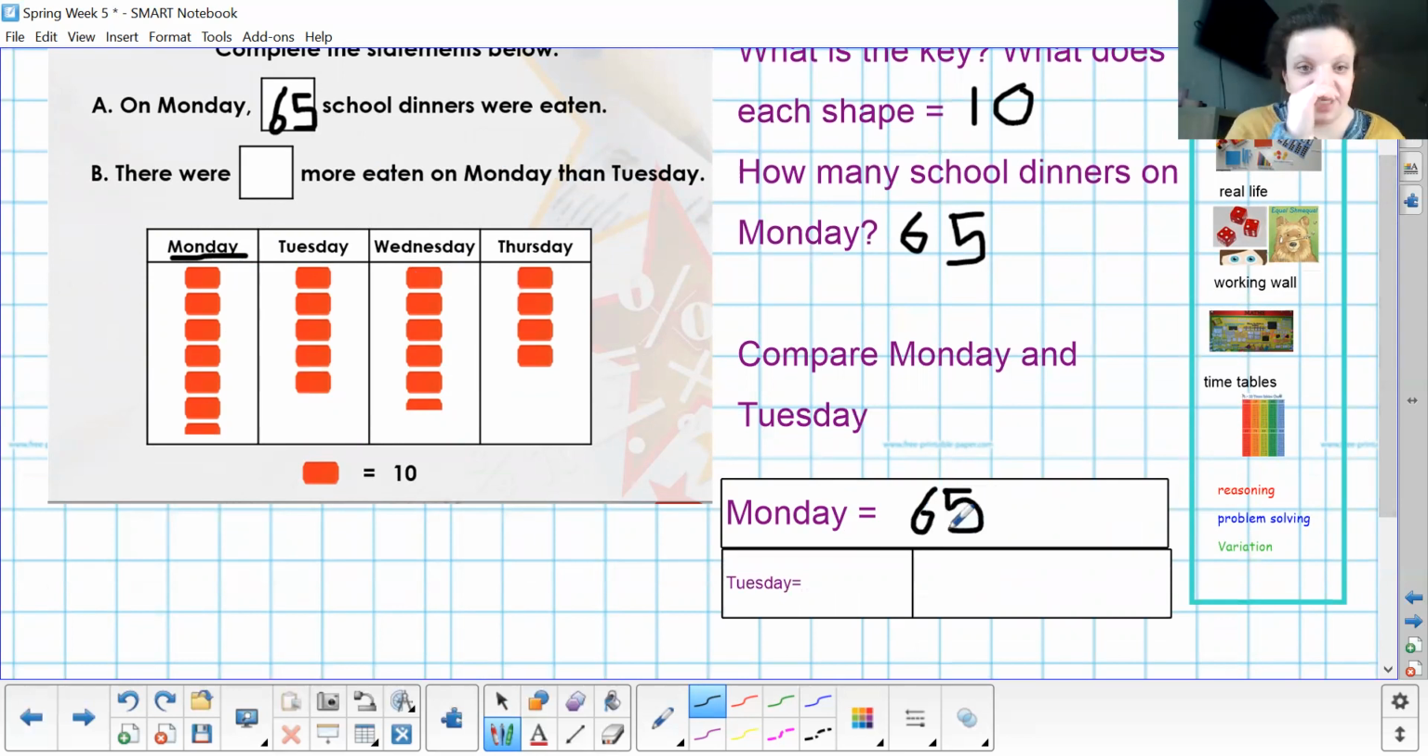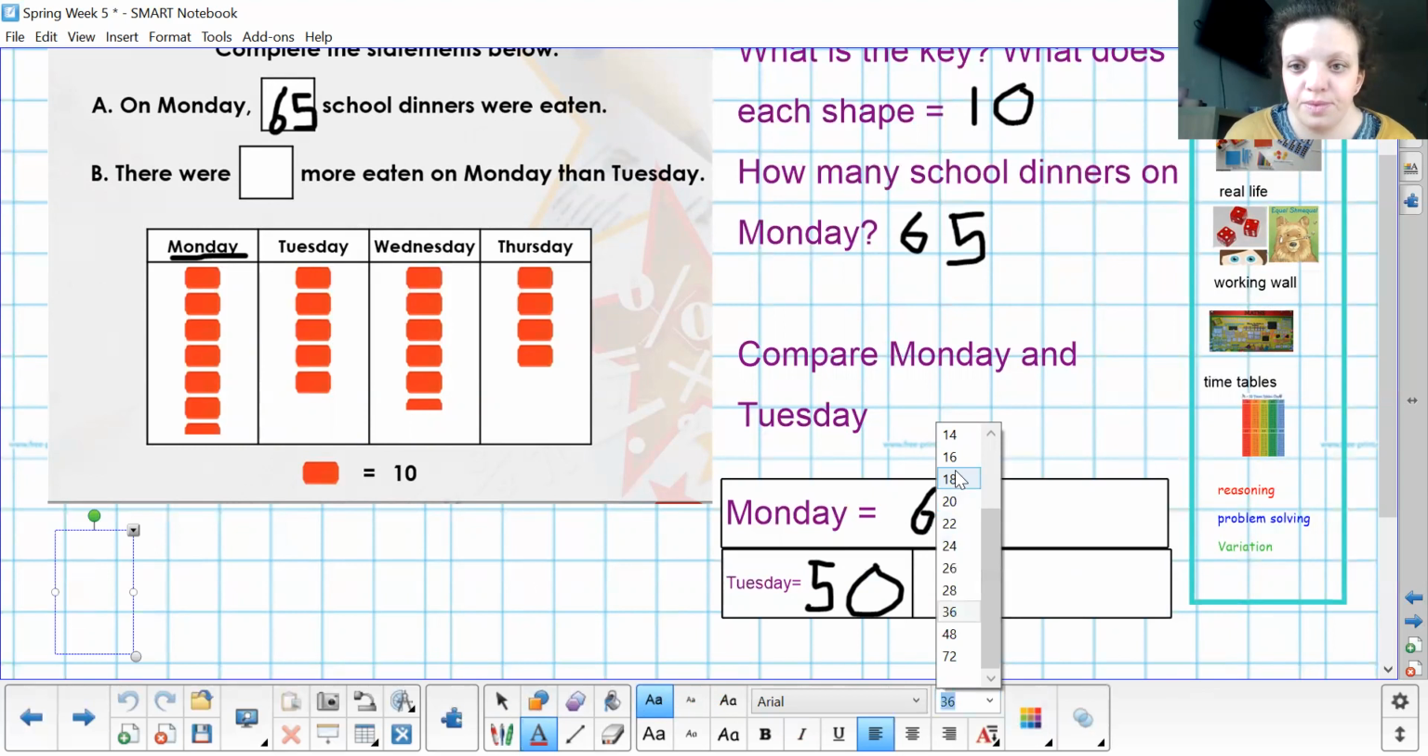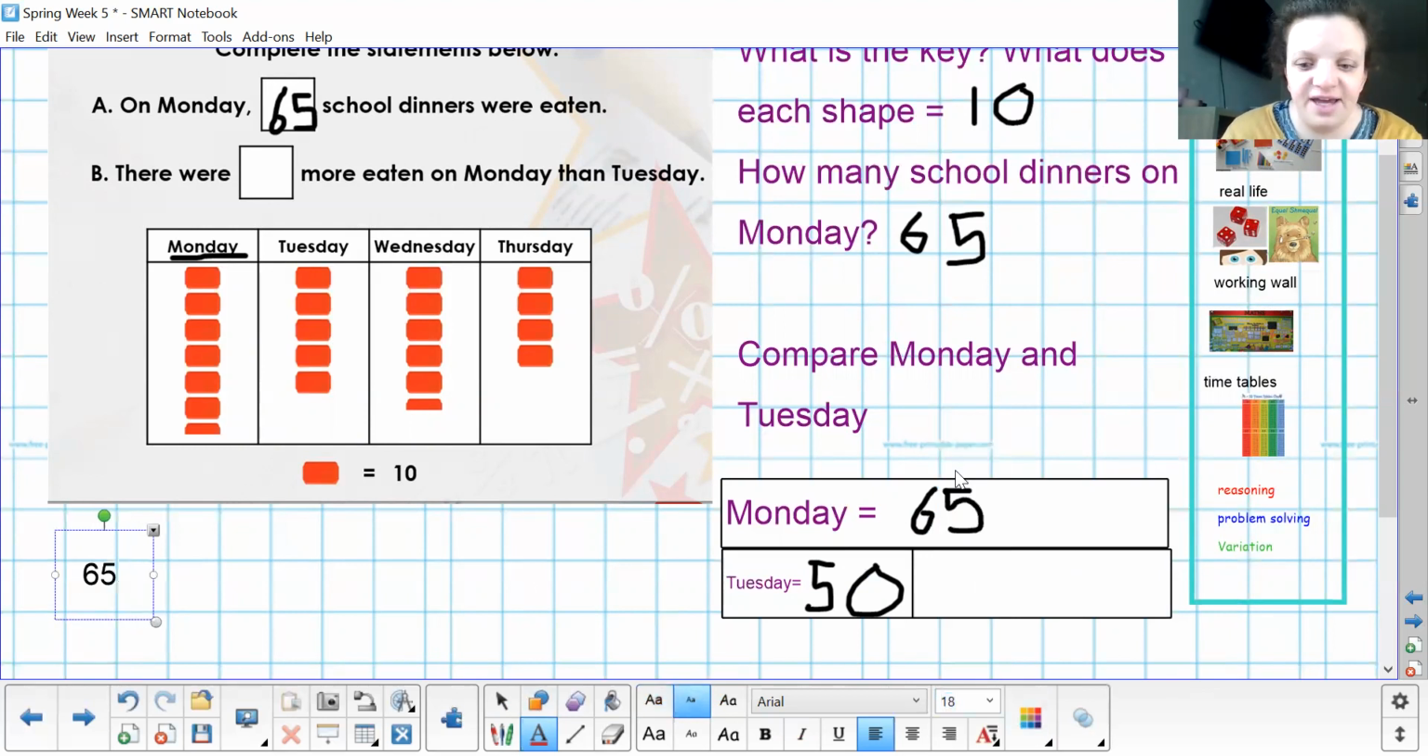Now let's work out together Tuesday. So 10, 20, 30, 40, 50. So on Tuesday, there were 50. So how many more on Monday than Tuesday? Well, we've got to work out what this part here is going to be. And to work out a part, we can do take away. So our big number will go first, our whole number, and we will do 65 take away 50 equals.